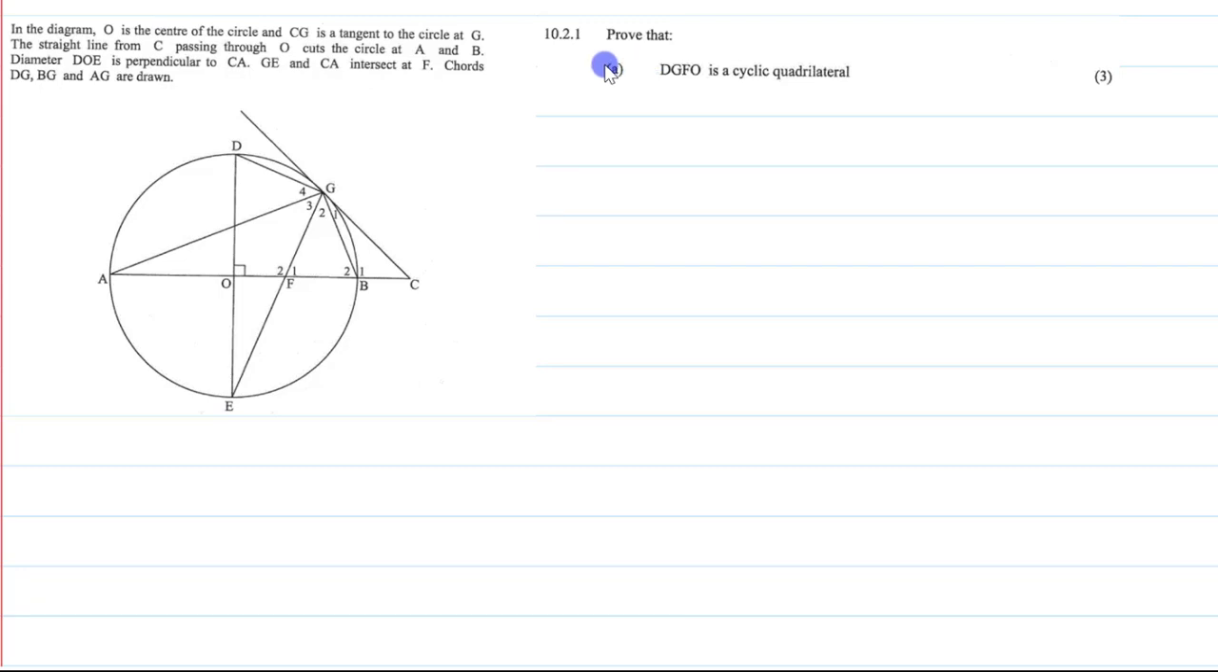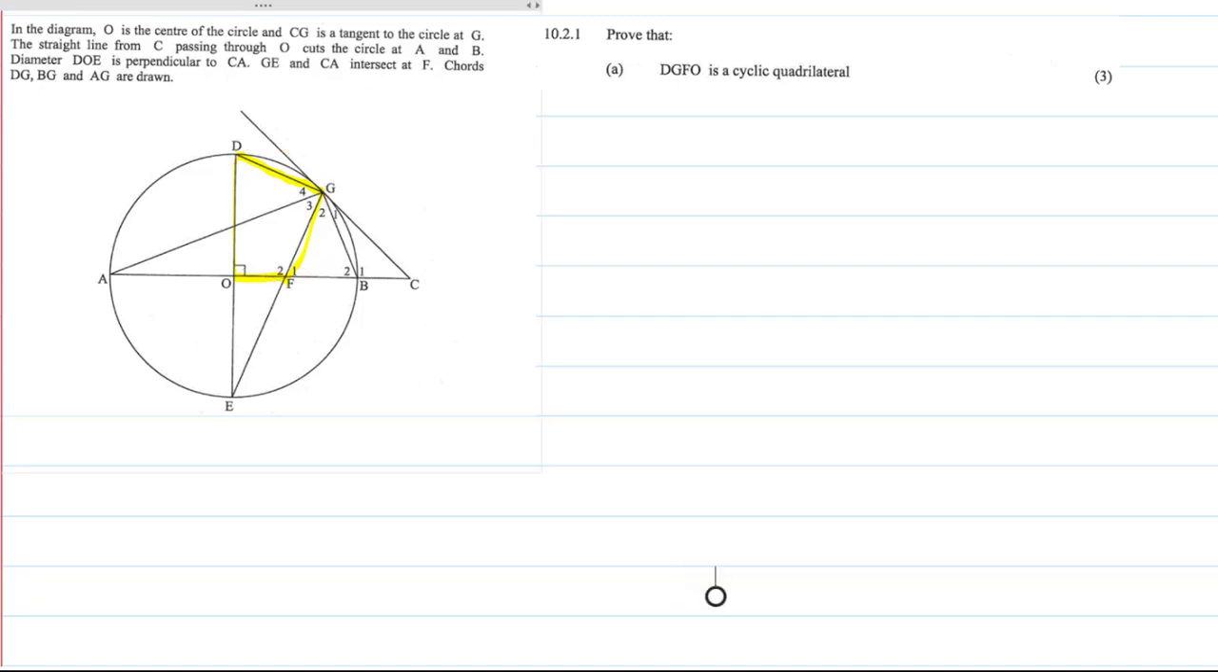So I often take my highlighter to highlight the shape that I'm required to prove. So in this case, I have to prove that DGFO is a cyclic quadrilateral. So you need to be aware of what is required when we prove that a shape is a cyclic quadrilateral. What it simply means is that it's possible for me to draw a circle around these points here, and that shape is going to be contained in that particular circle.